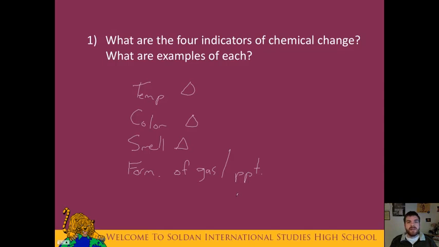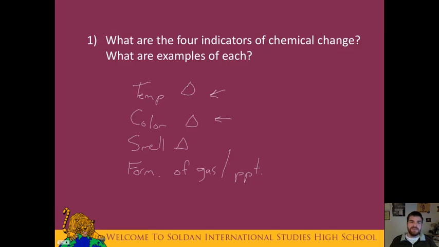Now think back to the reaction we did in class where we had the flask with water and universal indicator in it, then the Alka-Seltzer was dropped in. The color changed from blue to green to yellow. The temperature also changed, and we saw formation of gas. So that was a good reaction because it showed multiple signs of a chemical change. It says to give an example of each.